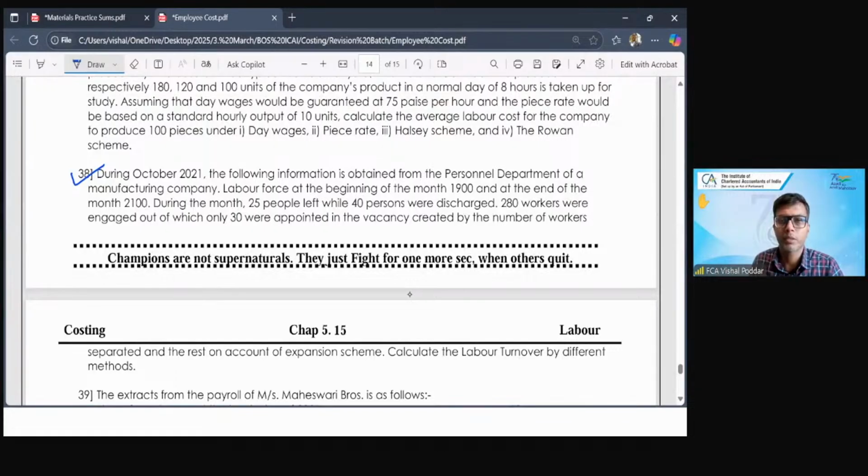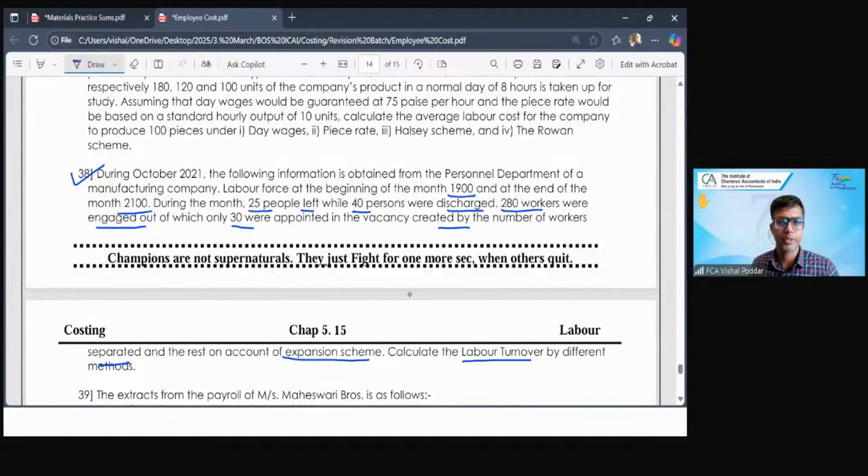The labor force at the start is 1900, at the end is 2100. Now, the data given is during this period, 25 people left the job, 40 were discharged, 280 workers engaged, out of which 30 were appointed in the vacancies created by the number of workers separated, and the rest on account of expansion. Now you are asked to compute the labor turnover ratio, correct?